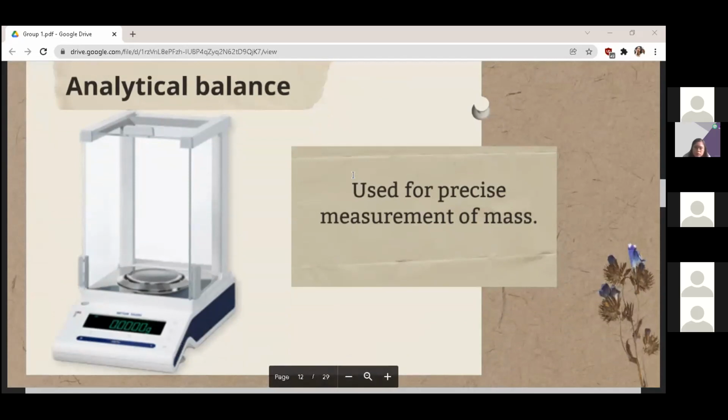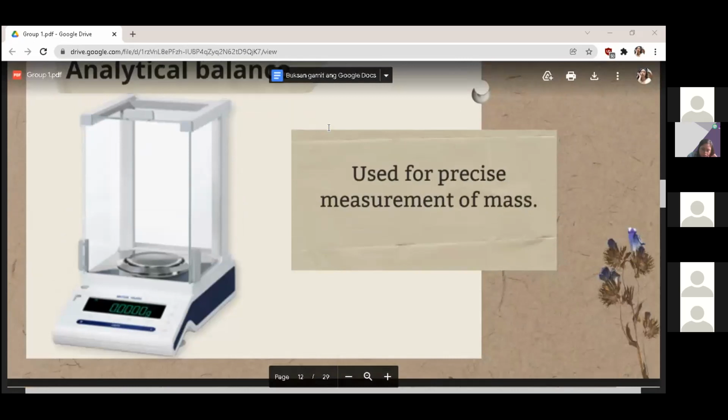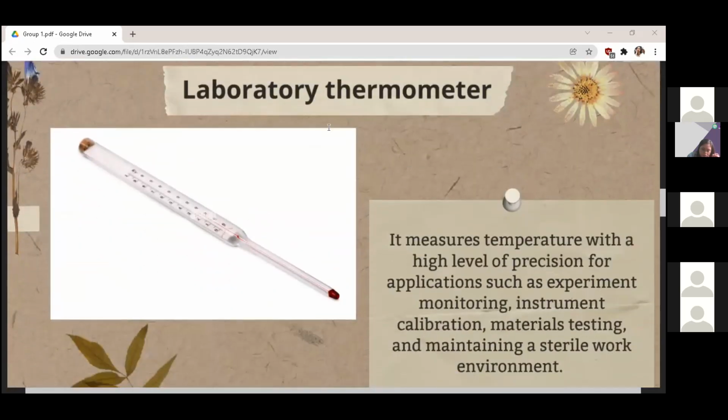Analytical balance. It is used for precise measurement of mass. Next is the laboratory thermometer. It measures temperature with a high level of precision for applications such as experiment monitoring, instrument calibration, materials testing, and maintaining a sterile work environment.